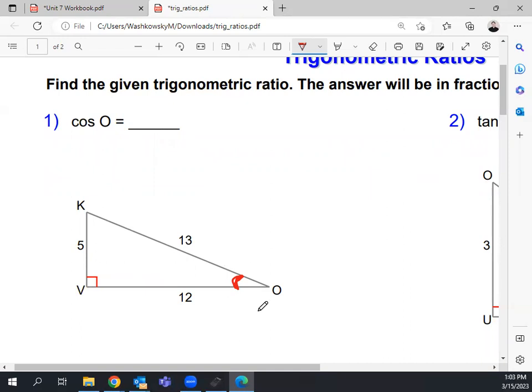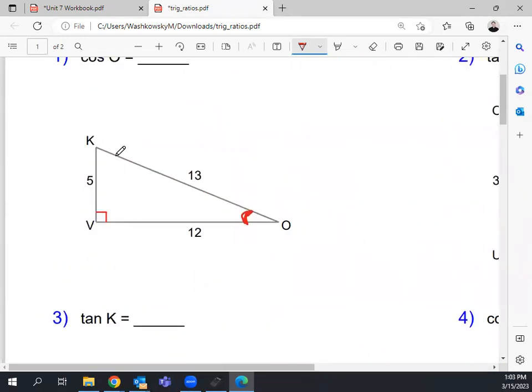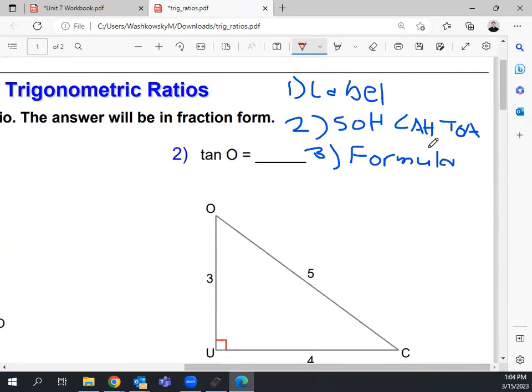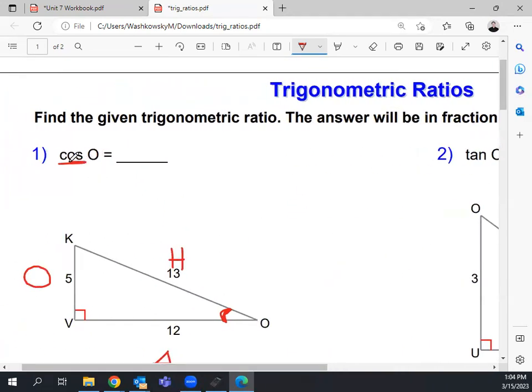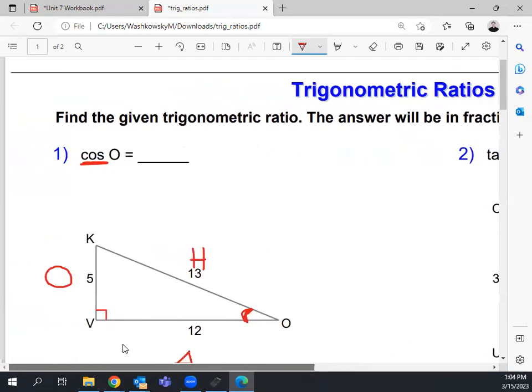How we can do that is, again, our first step is to label that triangle. My biggest side, the one that's opposite my right angle, is my hypotenuse. This one I'm going to put O there, which means this last thing here has to be my adjacent. Now I've labeled my triangle. The next step is to figure out which of these three I use. It doesn't matter in this case because it already tells us specifically which one to use: cosine. So we immediately jump to the third step, which is to plug into our formula and then solve.